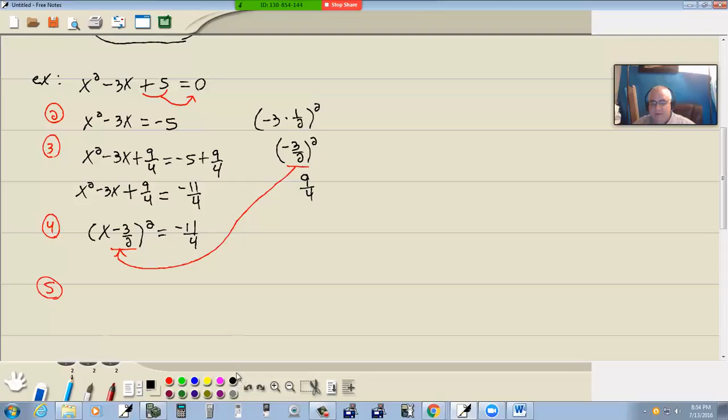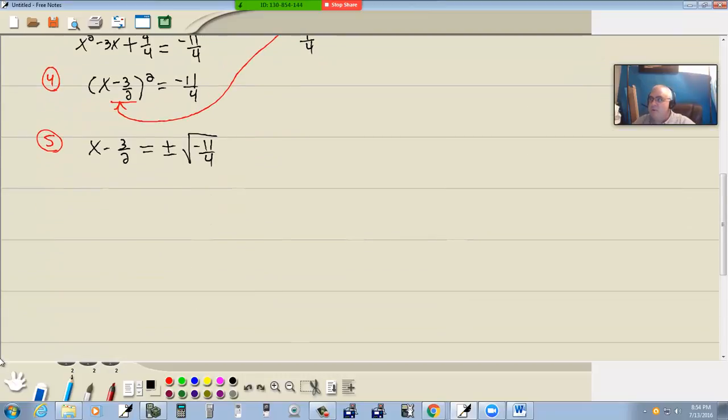Step 5. Use the square root property. So we'll drop our squared. So we got x minus 3 halves equals, and we'll put a plus or minus square root on the other side. Now we can't have a fraction inside of a square root, but that's okay because we've got a property that helps us. It says if you have a fraction inside of a square root, you can split it up. You put a square root around the top and put a square root around the bottom.